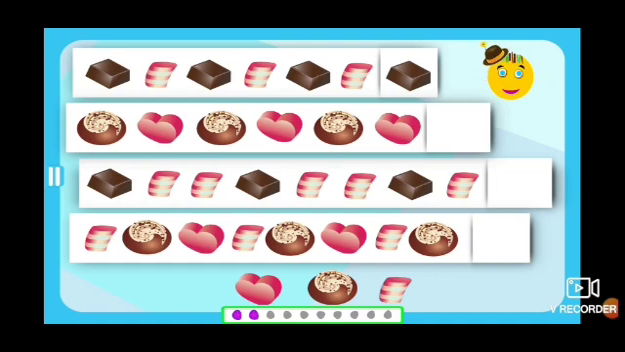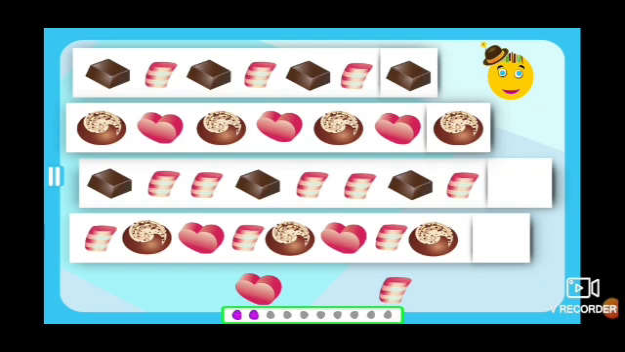Now here, you can see in the second sum, there is one donut, then heart-shaped chocolate, then donut, then heart-shaped chocolate, then donut, then heart-shaped chocolate. Then what will come next? I think donut.